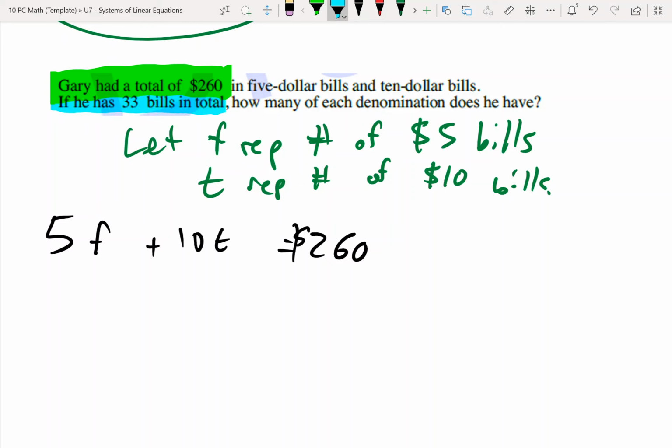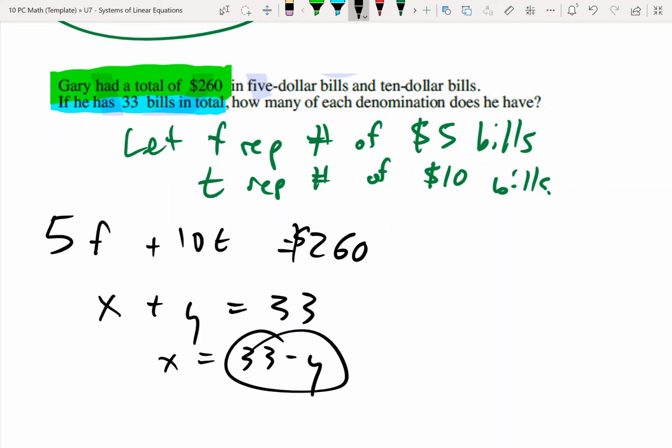Now the second one is the easier one, and most of these questions have an easy and a hard equation. 33 bills in total. That's just F plus T equals 33, because we're finding the total number of bills. That's it. So again, now that we have two equations, I can isolate, so I would make this F equals 33 minus T. I could substitute this in for here and then solve and find my two values.